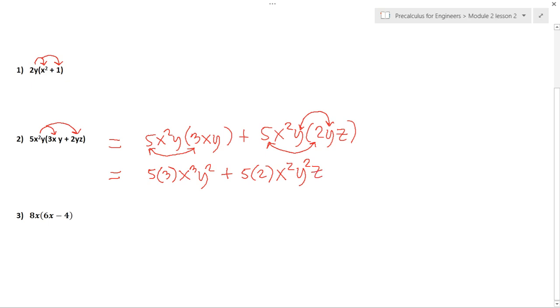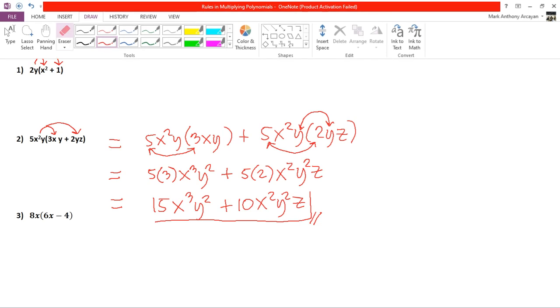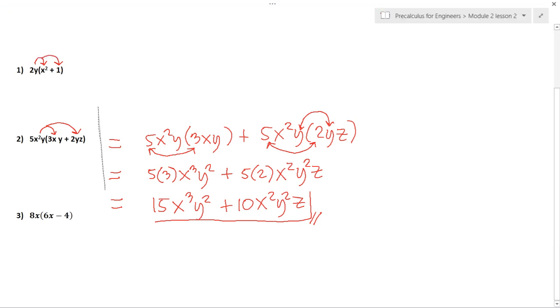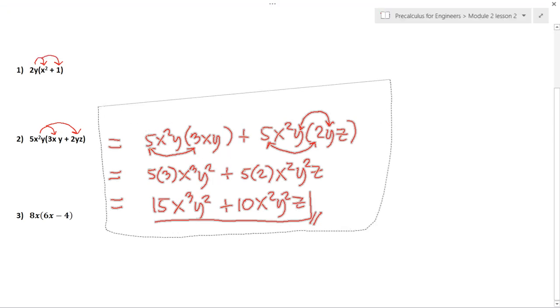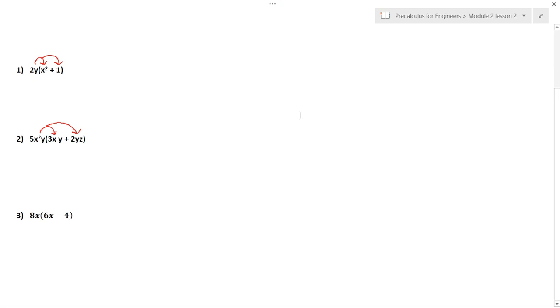Then, simplify further, kasi we have a numerical value here. So, 5 times 3 is equals to 15 times x cubed, y squared, plus 5 times 2 is equals to 10. 10x squared, y squared, z. So, this will now be our final answer if we want to perform the operation. So next, let's jump to the final example.